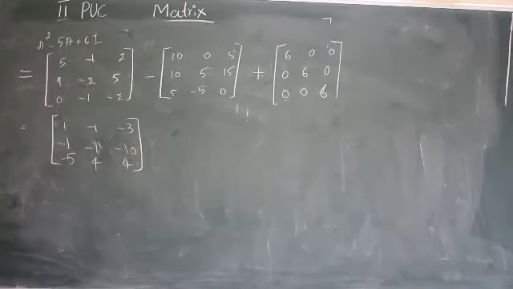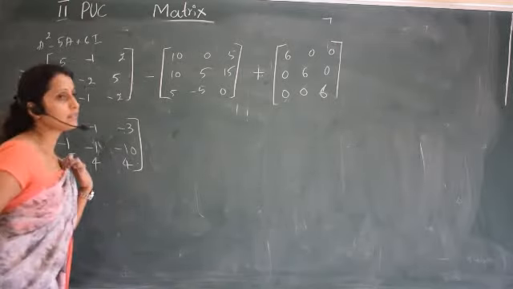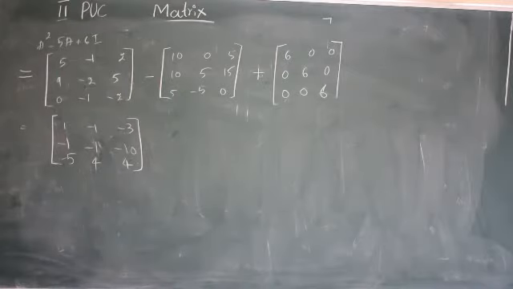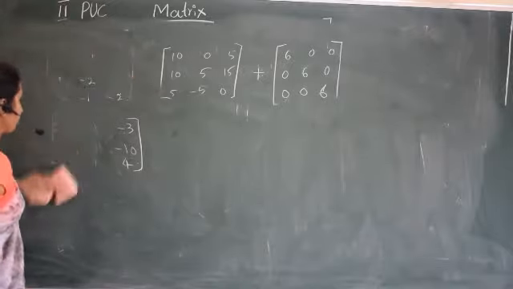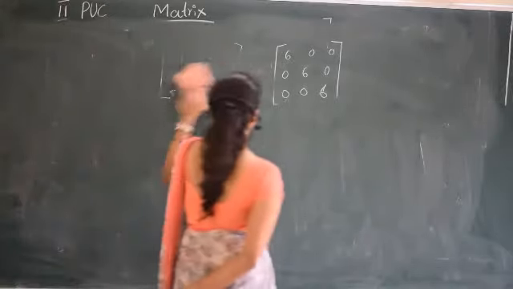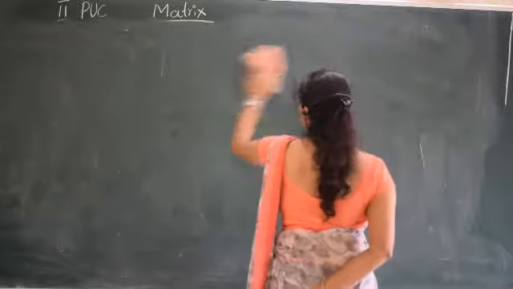So this is the value of A square minus 5A plus 6I: 1, minus 1, minus 3, minus 1, minus 10, minus 5, 4 and 4. So this is the answer of A square minus 5A plus 6I. This problem is also very important for calculating the values in given problems.